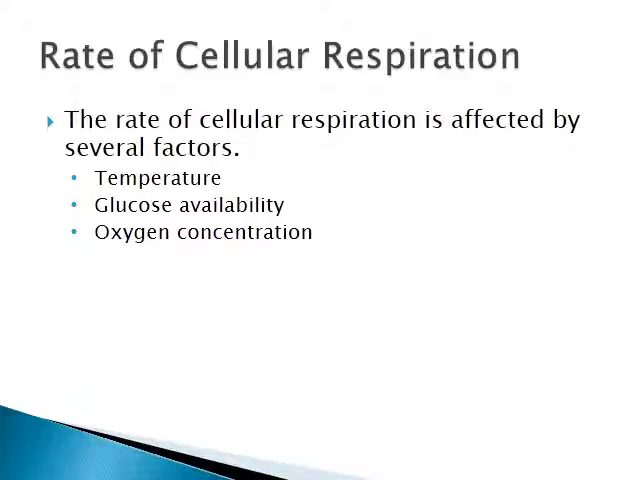Because cellular respiration is a process that's governed by the availability of its inputs, and also takes place due to the enzymes in your body, there's certain things that will affect the rate at which cellular respiration will take place. So the temperature will affect the rate of cellular respiration, the availability of glucose, so the more the better, and the concentration of oxygen. So for aerobic respiration, once again, the more oxygen, the faster the rate of cellular respiration will be.